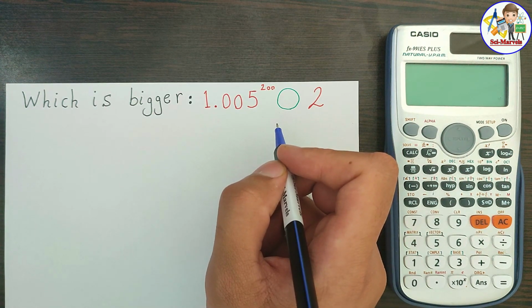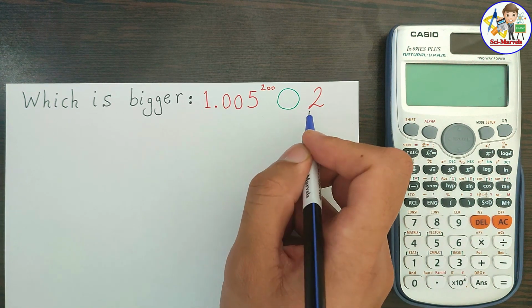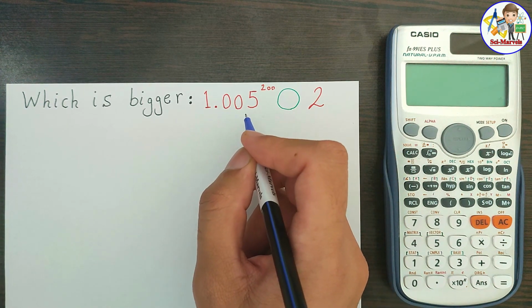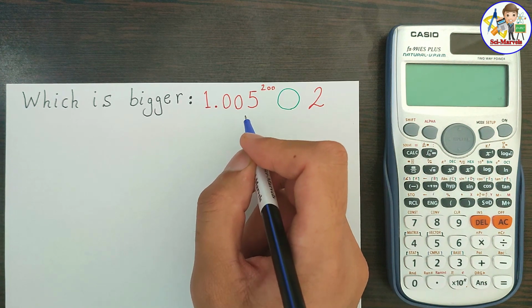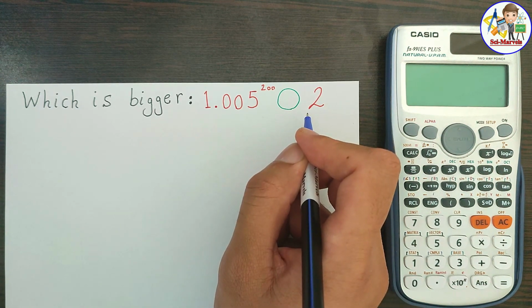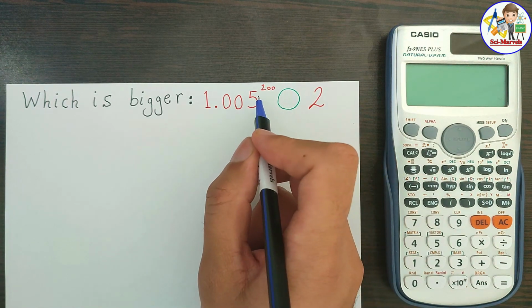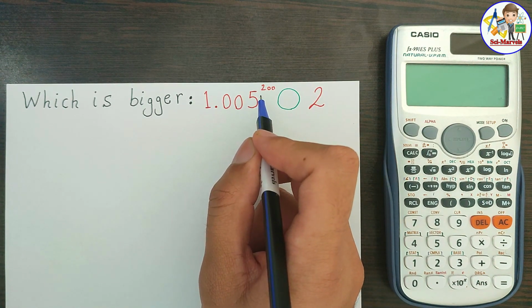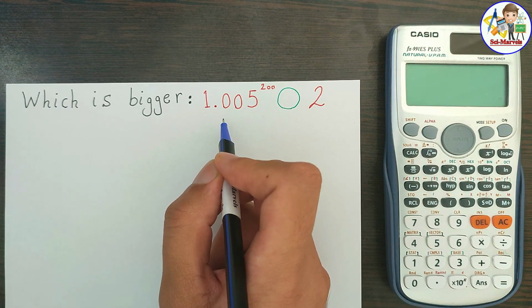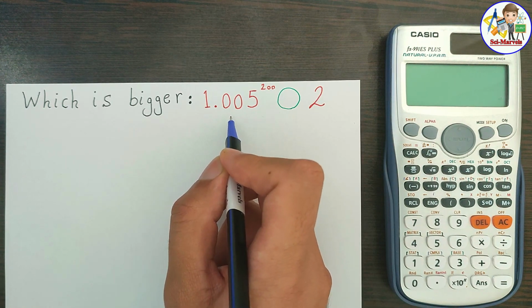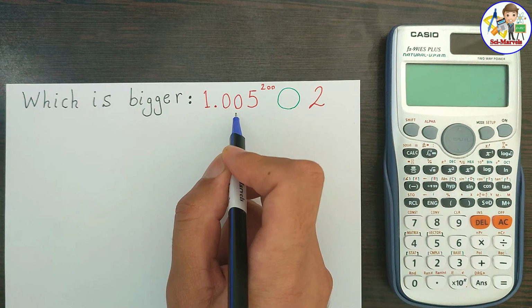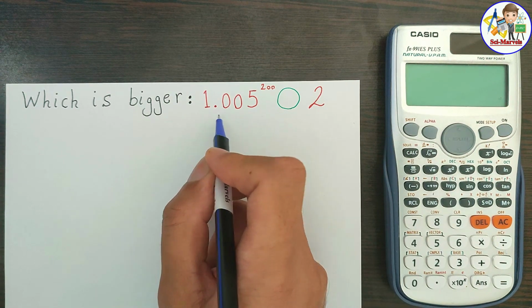Today we are diving into a seemingly simple question: which is bigger, 2 or 1.005 to the power of 200? At first glance, 2 seems like the obvious winner, but hold on, exponents, especially large ones, can be surprisingly tricky. As you know, this number is more complicated than 2. There are 3 digits after the decimal. So how should we do it?